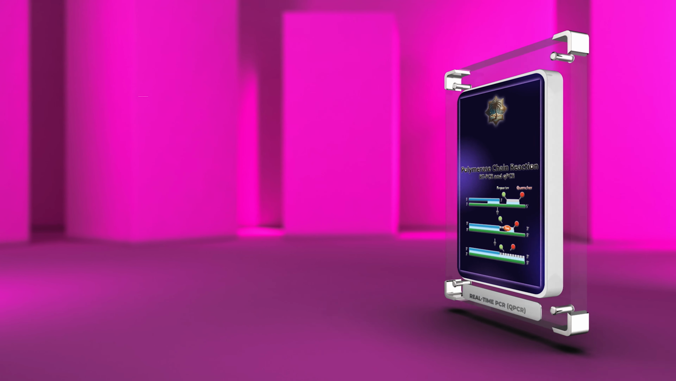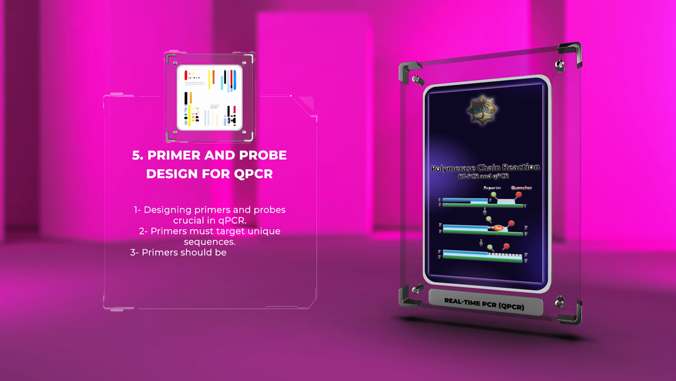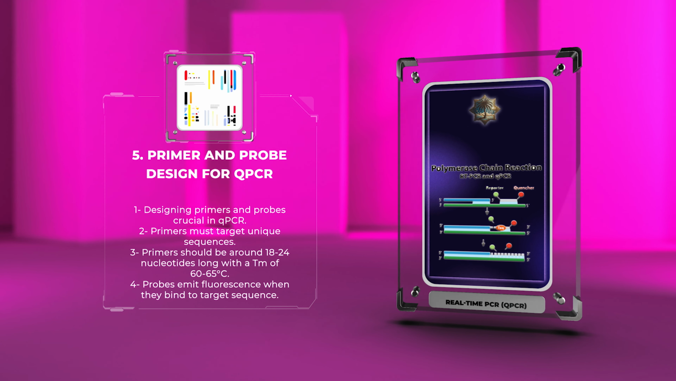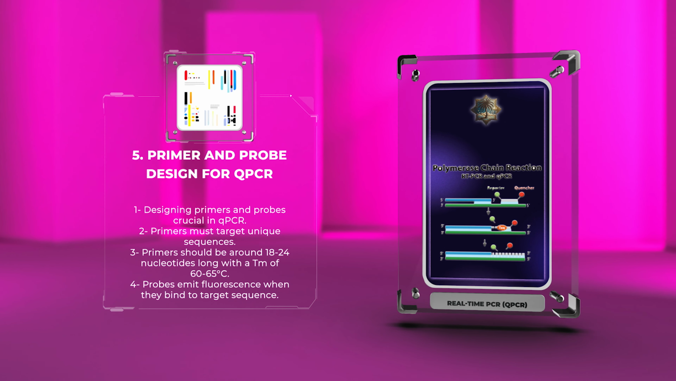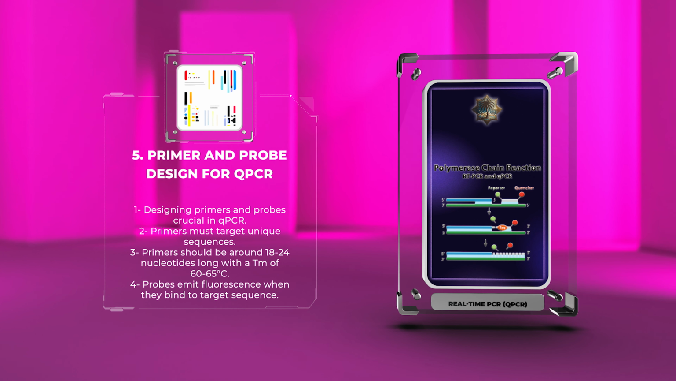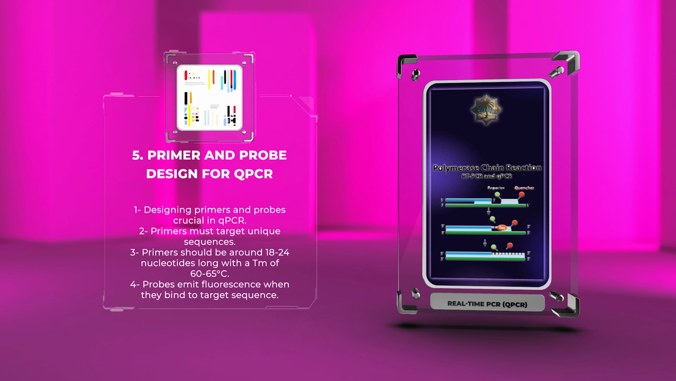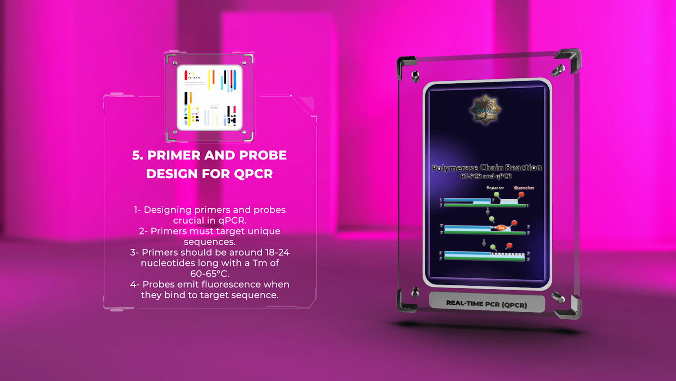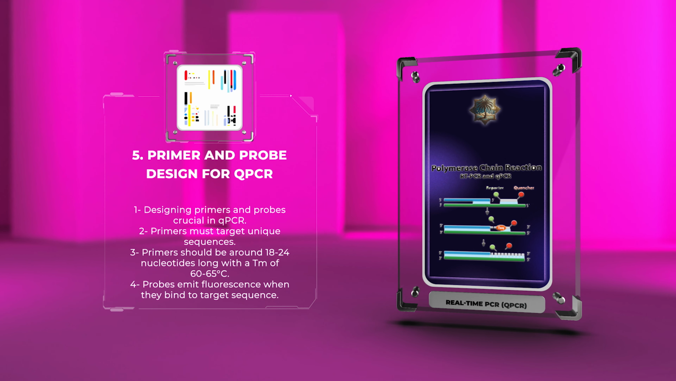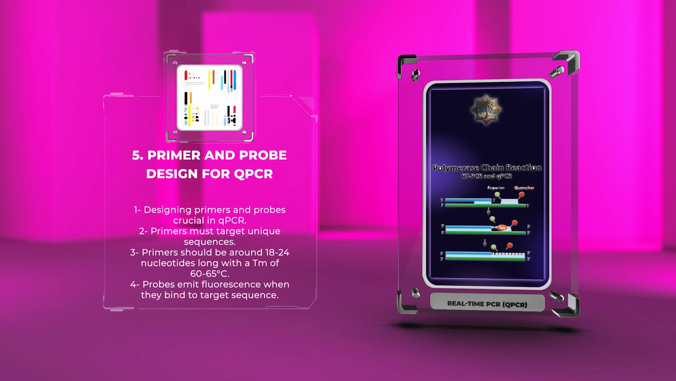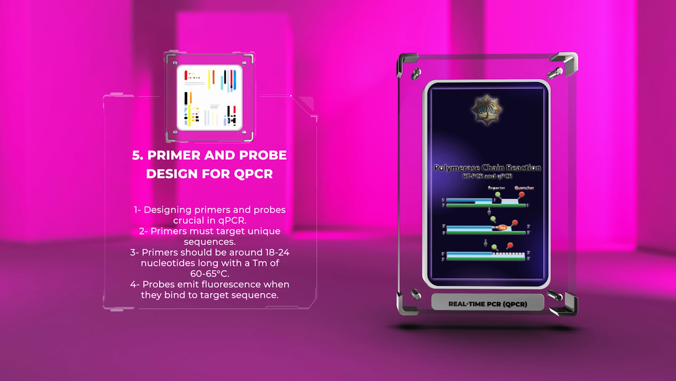Designing primers and probes is crucial in qPCR, affecting the assay's accuracy. Primers must target unique sequences, avoiding non-target regions. Primers should be around 18 to 24 nucleotides long with a Tm of 60 to 65 degrees Celsius. Probes, like TaqMan probes, emit fluorescence when they bind to the target sequence. Thoughtful design guarantees precise quantification.